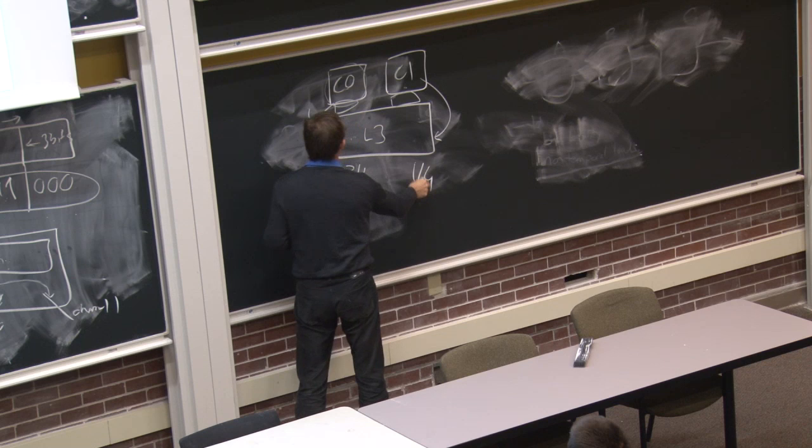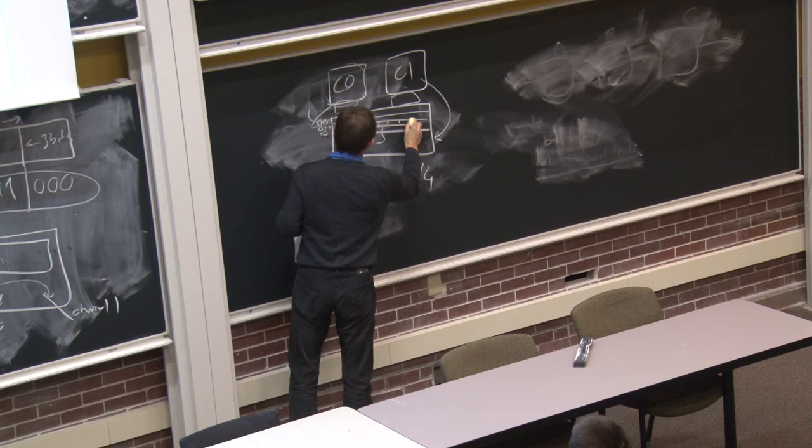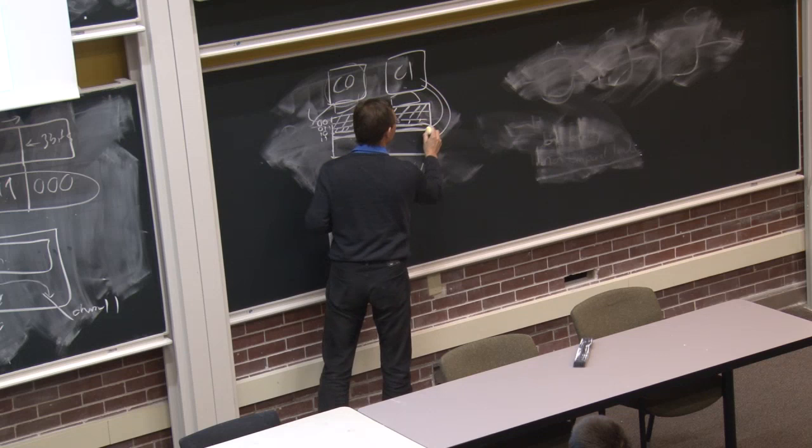So if you have 1, 2, 3, 4, if you think of your cache this way, those indices that are 0 0, 0 1, 1 0 can only be allocated to core 0. And those indices that are 1 1 can only be allocated to core 1. Right? That's again page coloring. How do you do that?